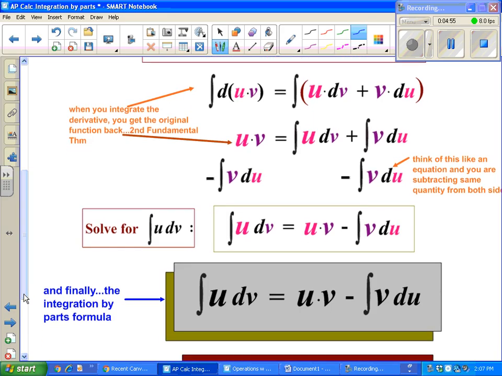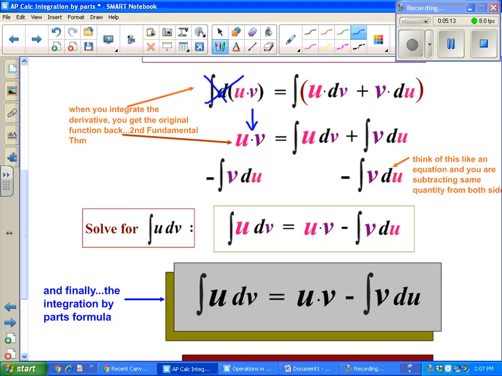So I'm going to slide down. You can pause the video anytime you need to. And I've tried to make notes to actually say when you take the derivative or an integral of a derivative, you basically undo what you did before. These two kind of sort of cancel each other, and I end up with just what I started with. That's the second fundamental theorem of calculus.